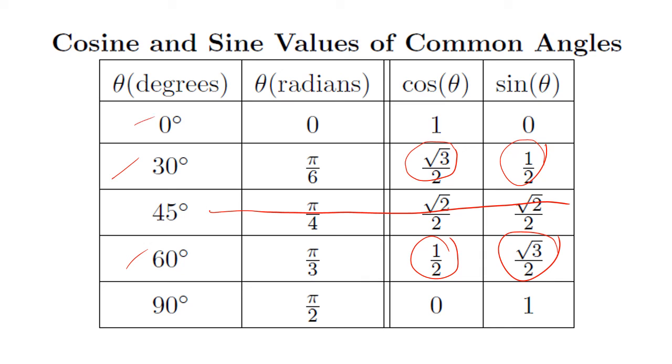Si 0 and 90, magkabaliktaran din. Cosine 0 ay 1, sine ng 0 ay 0, cosine ng 90 ay 0, sine ng 90 ay 1. So, sana ma-memorize nyo siya.